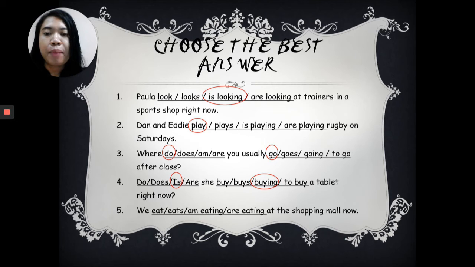Now look at number 5. We eat, eats, am eating, are eating at the shopping mall now. The time signal we use here is now. So this is present continuous again. What's the answer for number 5? Yeah, the answer for number 5 is, we are eating at the shopping mall now.